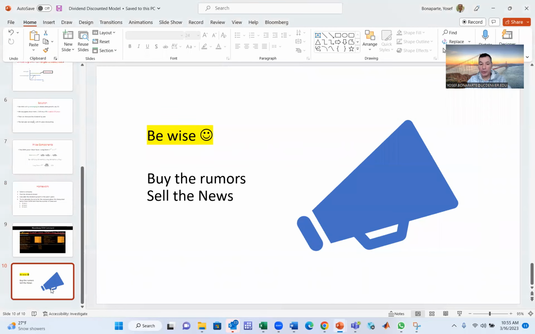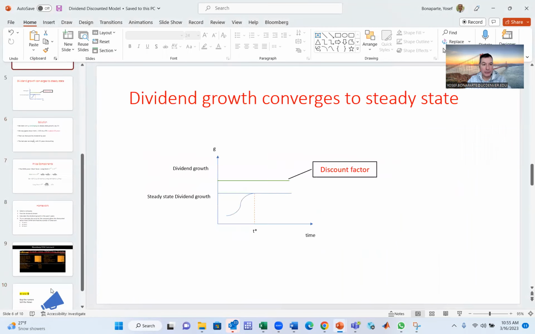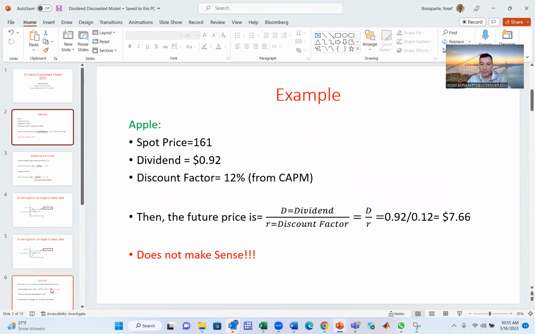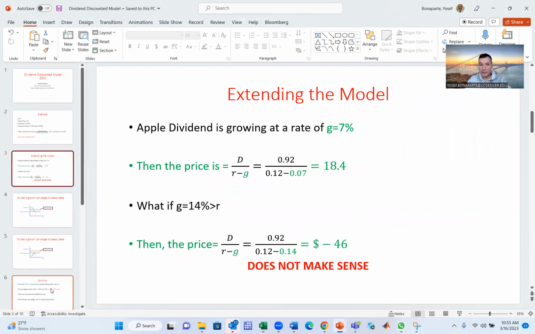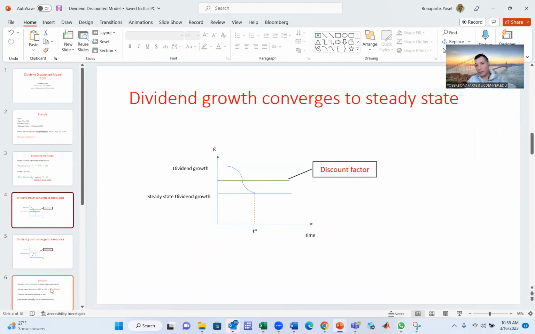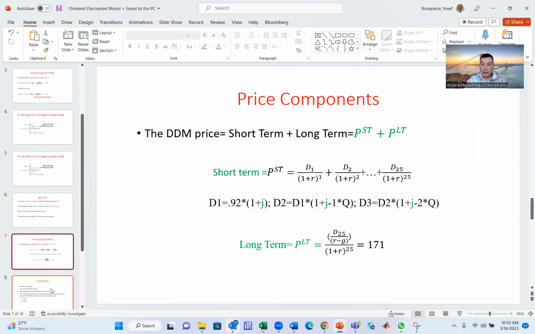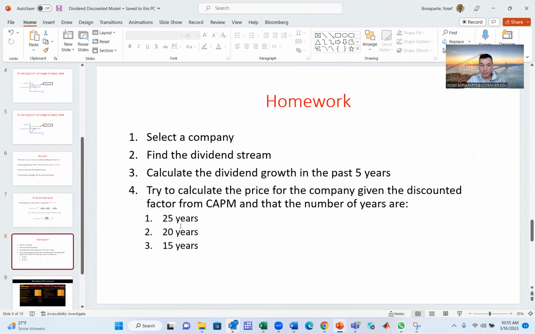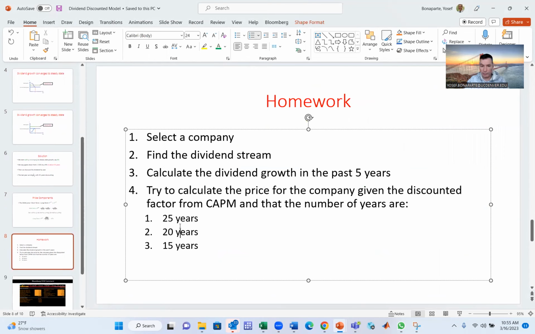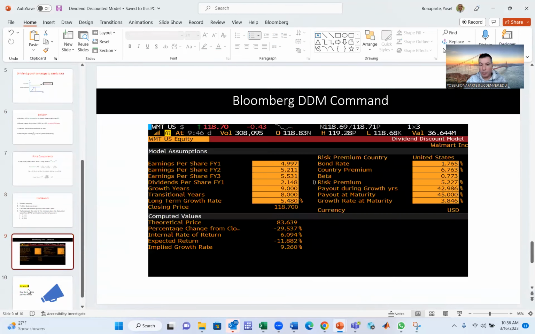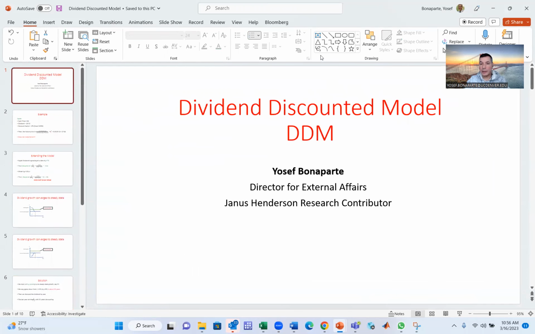Before I go, be wise: buy the rumors, sell the news. And here's the DDM model. We start from simple, we improve it, we show some inconsistency, and then we say maybe growth could be higher than long-term growth, could be lower than long-term growth, so we need a model that accounts for that. And this is the model. Just pick a company; 20 years or 15 just for fun, but the one we're going to use is 25 years. And if you use Bloomberg, that's fine. Thank you so much. I hope you like this exercise and talk to you later.